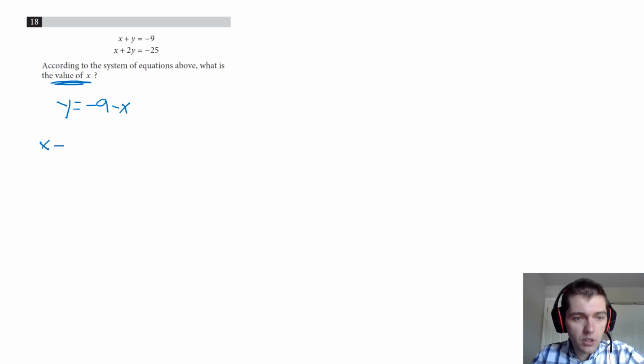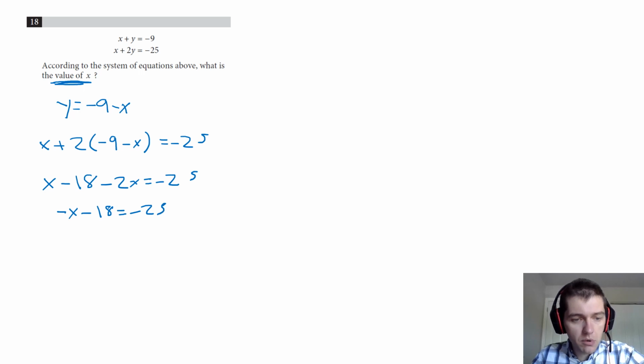You have X plus 2 times -9 minus X is equal to -25. Multiply through. X minus 18 minus 2x is equal to -25. Negative x minus 18 is equal to -25. Add 18 to both sides. You have negative x is equal to -7. Multiply both sides by -1. X is equal to 7, and that is your answer.